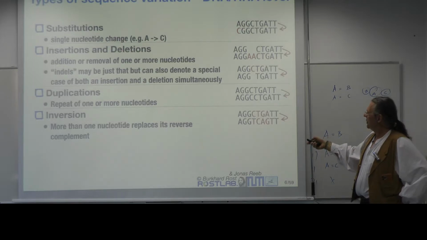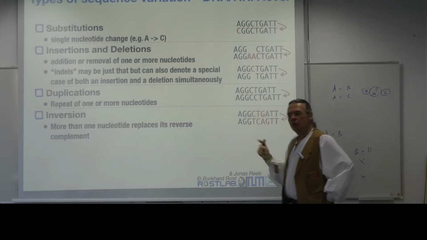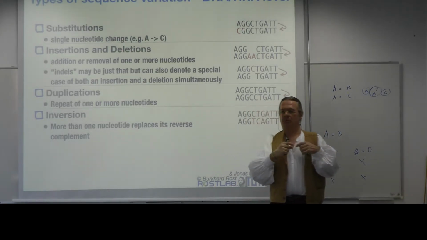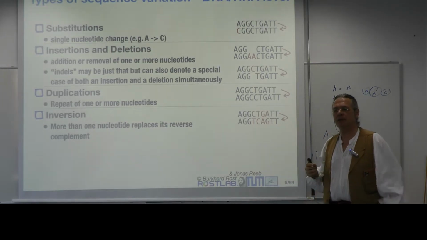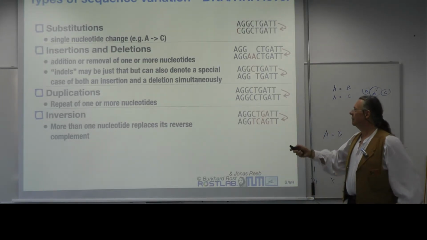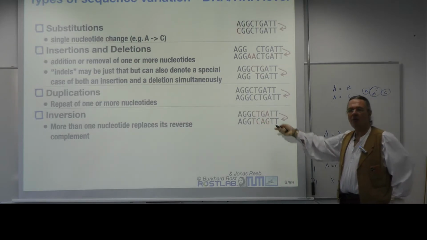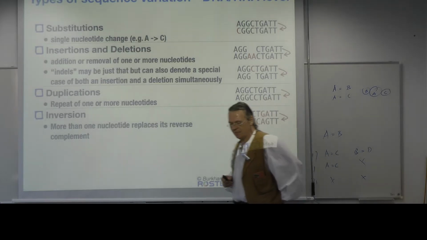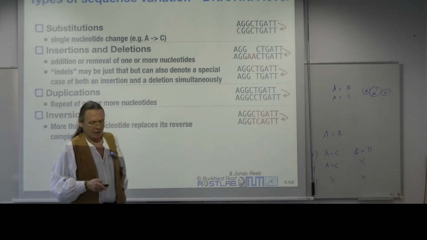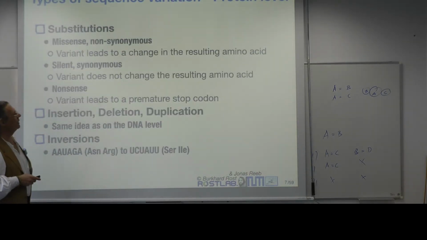And then there are inversions. Inversions are simply that you read the string the other way around, and you look at the complement, because there is a pairing of the four nucleotides. Essentially, this is the complement of the other one. So these are the typical kinds of changes you see on the level of the nucleotide sequence.